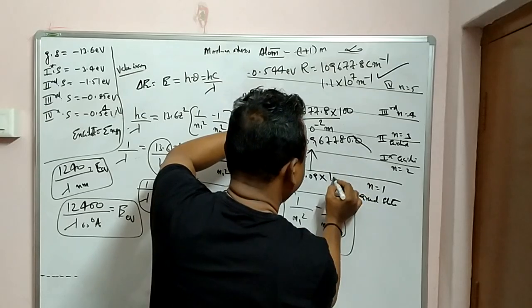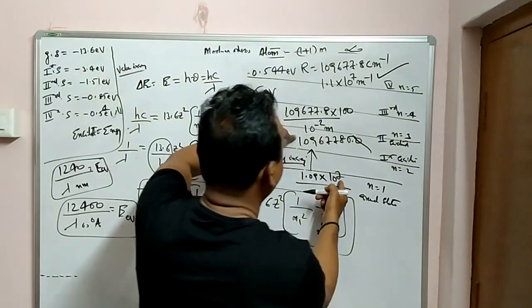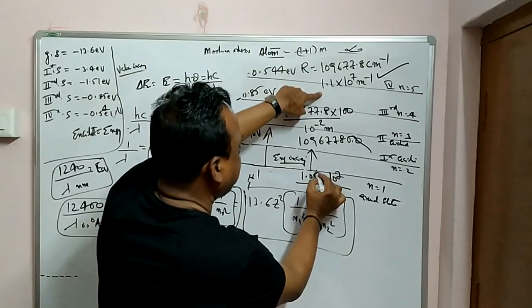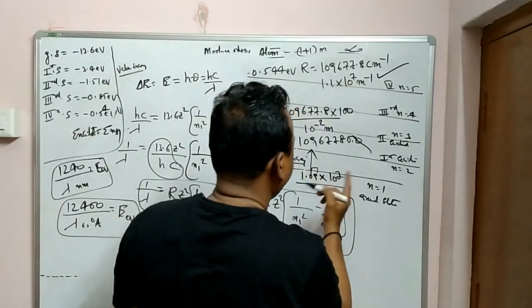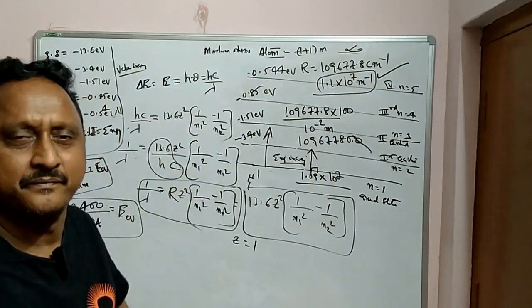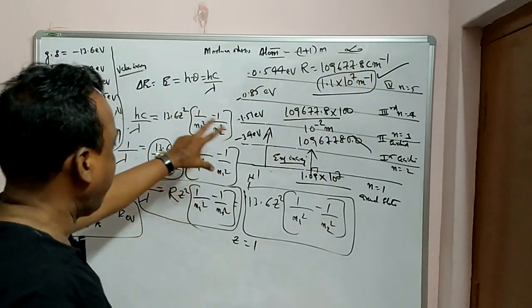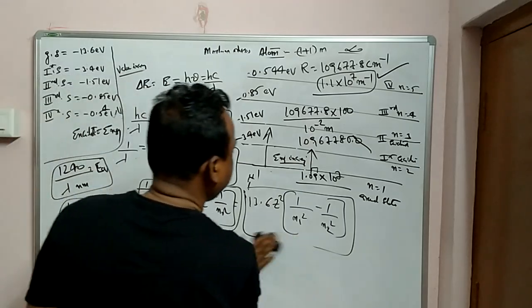So multiply with 7, divide by 7, that is 1.09 into 10 power 7. Nearly, from significant figures you can add 1 here. So 1.1 into 10 power 7 per meter. This is the value of the Rydberg constant. Okay, so like this you can use the formula, and thereby you can apply it in the numericals.